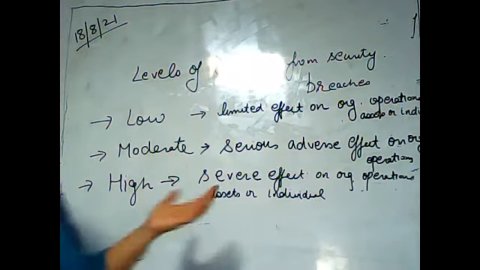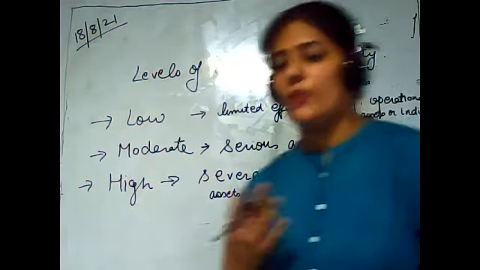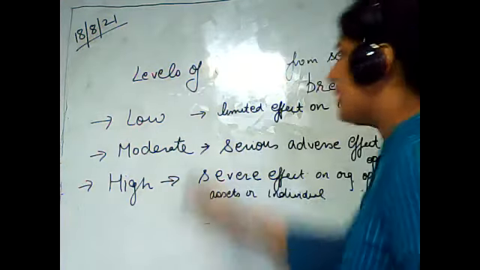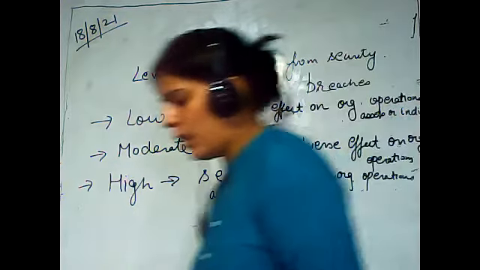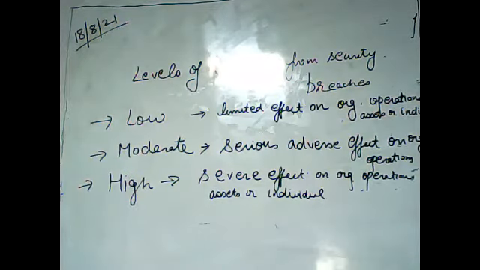So what we want is that if we know what type of security issue we are having in a particular organization or a particular information system, then according to its impact, we need to handle all those security issues, right? So this was about the different levels of impact from security breaches.